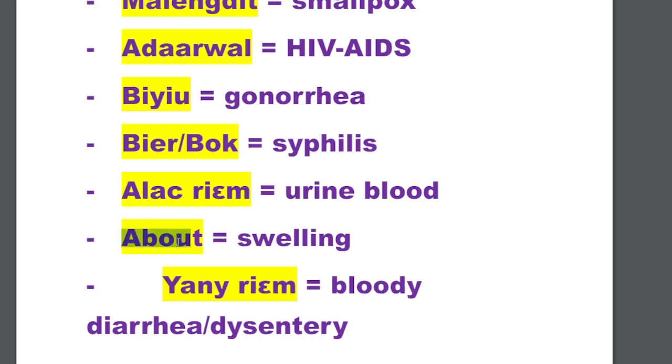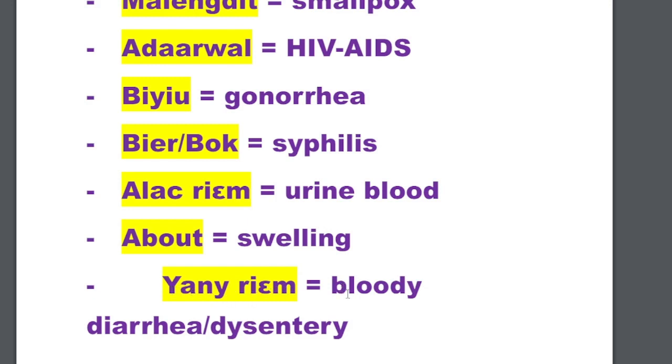Abort means swelling. So when you are swelling, that is abort. The u is supposed to come first, like u here, then o abort. So guys, I messed up here. You can correct it.